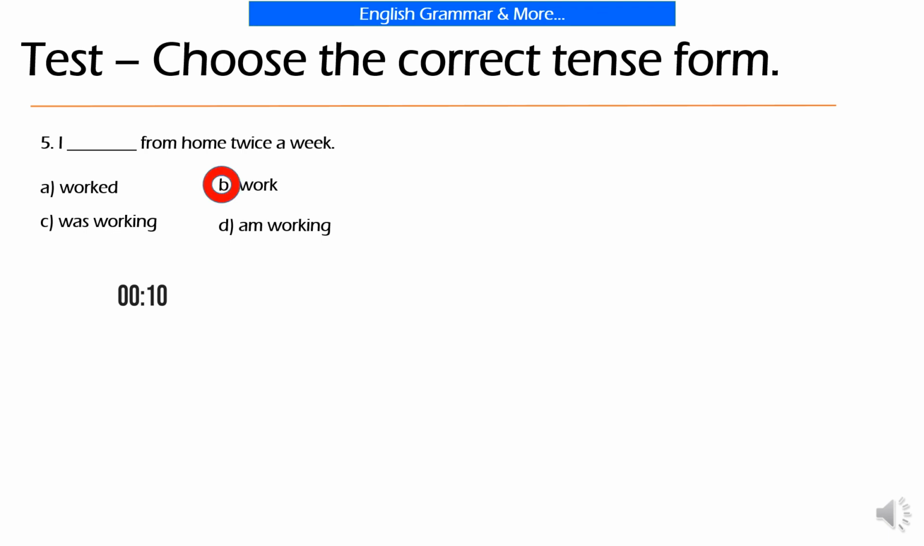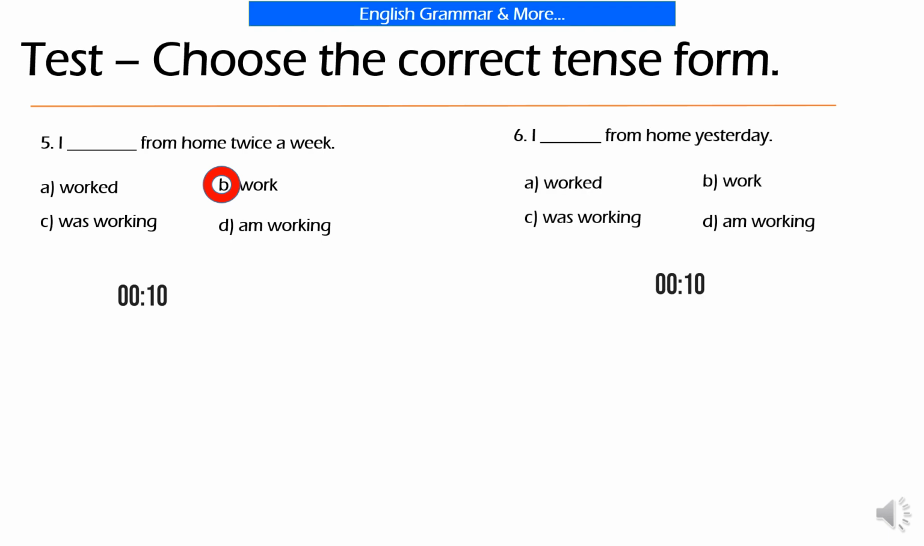The correct answer is B. I work from home twice a week. Here we choose the present indefinite tense form, and the reason is because in this sentence we are talking about an action that happens at the present time but on a regular basis. Question 6.